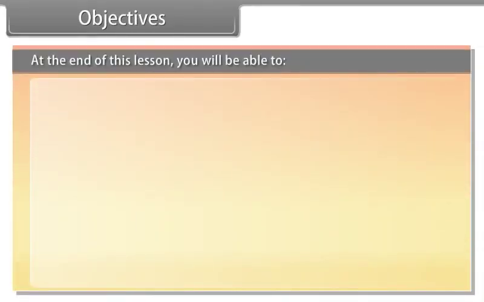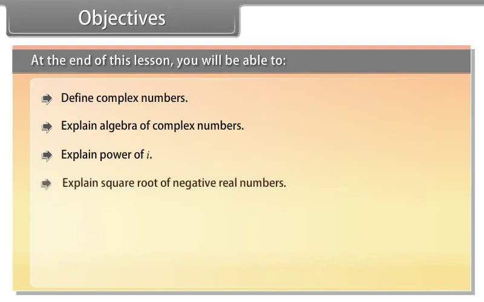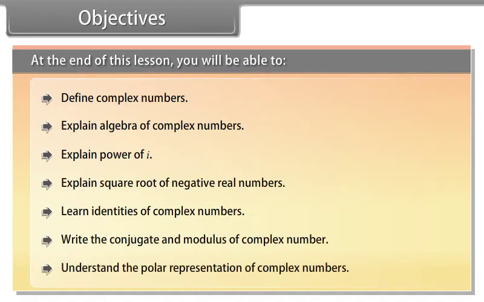Objectives. At the end of this lesson, you will be able to define complex numbers, explain algebra of complex numbers, explain power of iota, explain square root of negative real numbers, learn identities of complex numbers, write the conjugate and modulus of complex number, understand the polar representation of complex numbers.